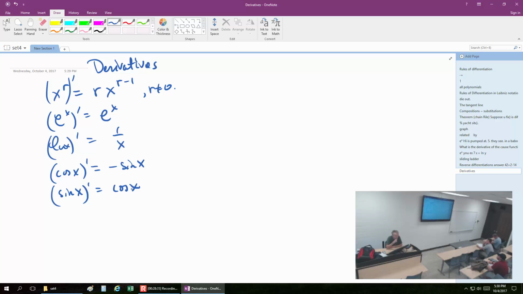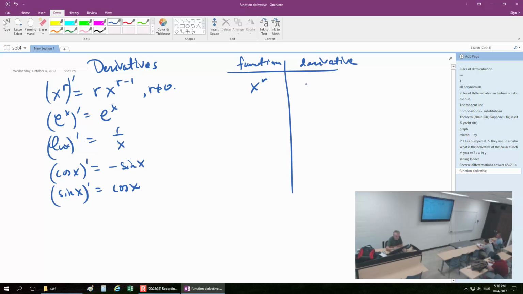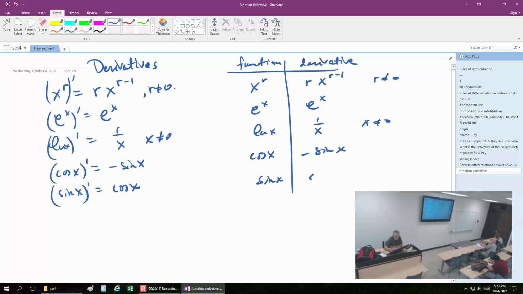But now let's write it out in a different way, and what I mean is I want a table of functions. I'll put the function on left, and the derivative on right. So x to the r, derivative is r x to the r minus 1, r not equal to 0. e to the x, e to the x. ln x, 1 over x, x not equal to 0, so let's not forget that. And then cosine x, negative sine x, sine x, cosine x.